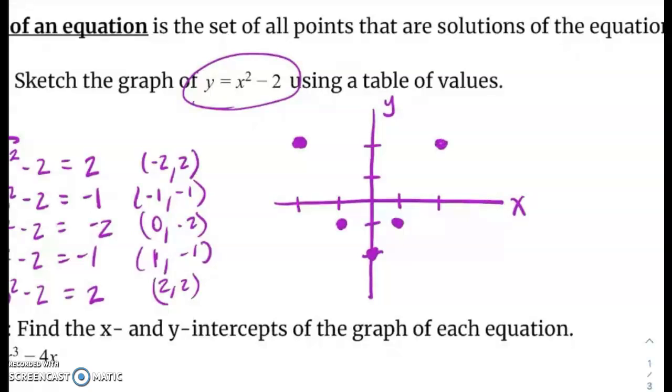Plot those points and then we can connect them. Since this is squared, I know it's a parabola. So it's going to be rounded like that.